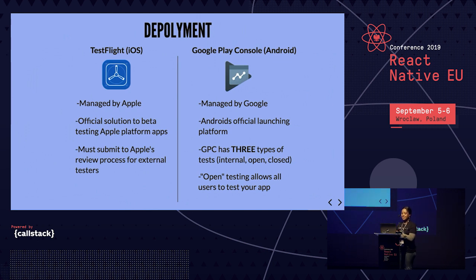You would deploy using TestFlight for iOS. This is managed by Apple. It's the official solution to beta testing Apple platform applications. And just a side note, if you do want external testers for your beta app, you would have to submit to Apple's review process. And for Android, you deploy to Google Play Console, which is obviously managed by Google. It's Android's official launching platform. Google Play Console has 3 types of tests, which are internal, open, and closed. And just know that open testing allows all users to test your application.